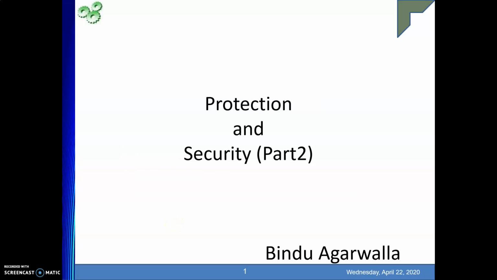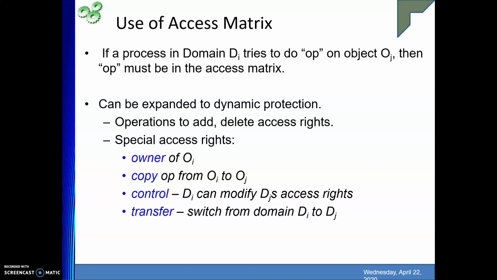Hello everyone. In this video, we'll continue our discussion on protection. So first we'll see use of access matrix. In the last video, we discussed access matrix where each row represents a domain and each column represents an object, and the entries represent the various access rights. So how are we going to make use of this access matrix?